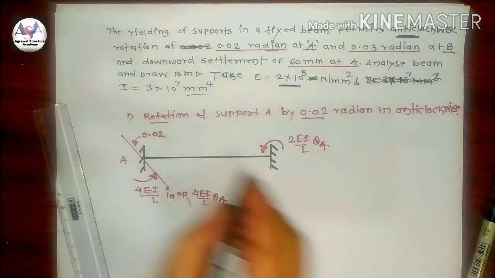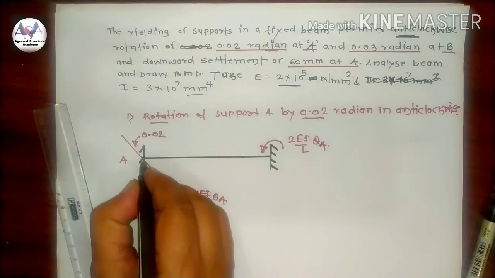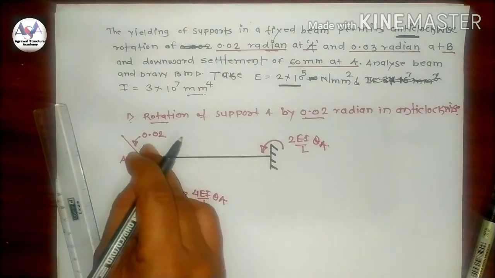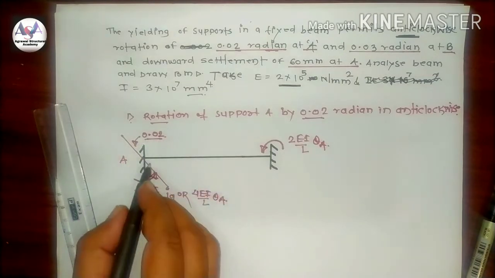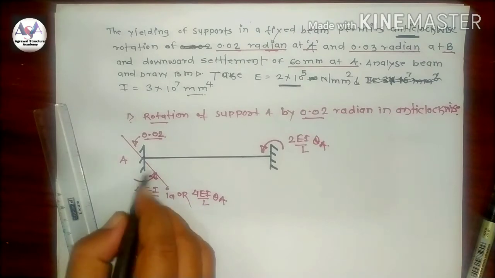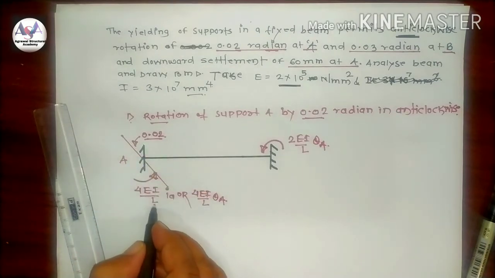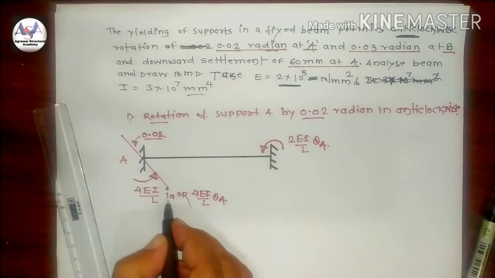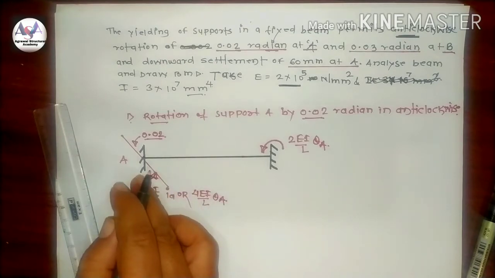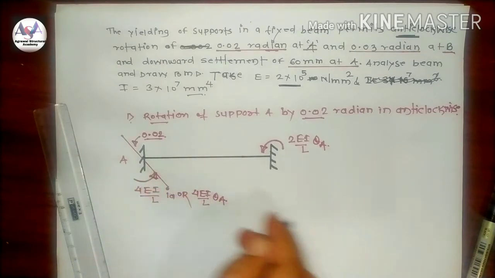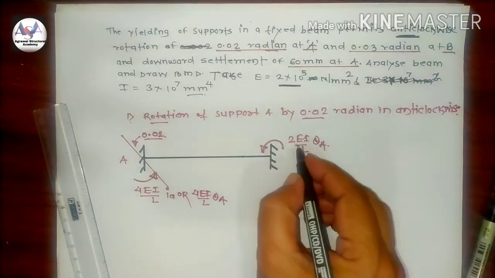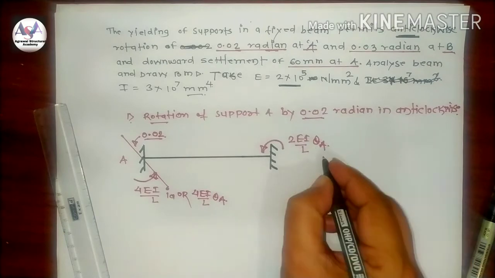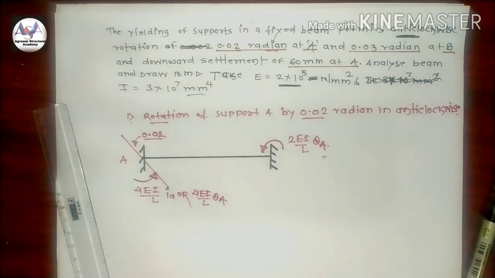What do you understand? The rotation at A in the anti-clockwise direction is 0.02 radian. So for that the moment required is 4 EI by L into theta A. Now this moment automatically produces half the moment at the other fixed end, and that is 2 EI by L into theta A. This is our first case.